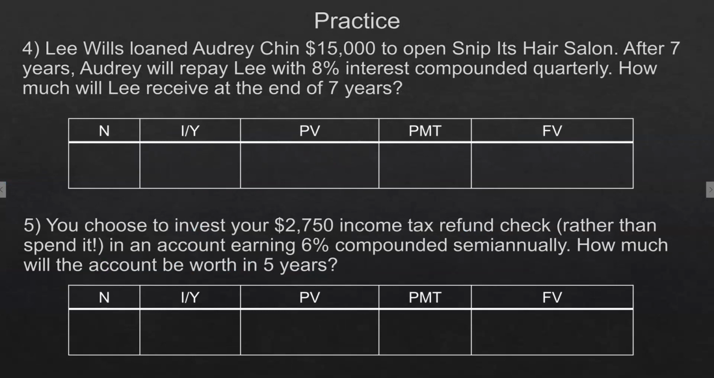All right, number 4. We're just going to do some practice here. Lee Wills loaned Audrey Chin $15,000 to open Snippet's hair salon. After 7 years, Audrey will repay Lee with 8% interest compounded quarterly. Okay, so 7 years, 8% interest compounded quarterly. How much will Lee receive at the end of 7 years? Okay, so he loaned her the money, and it's $15,000.